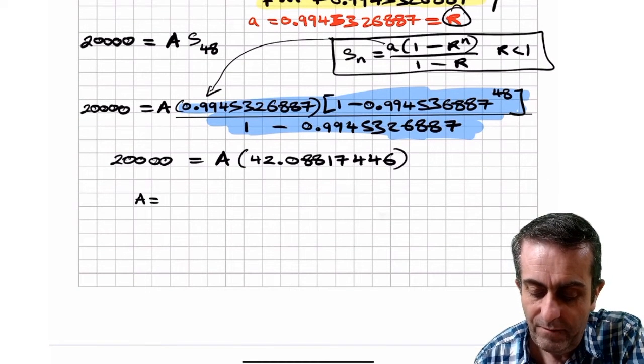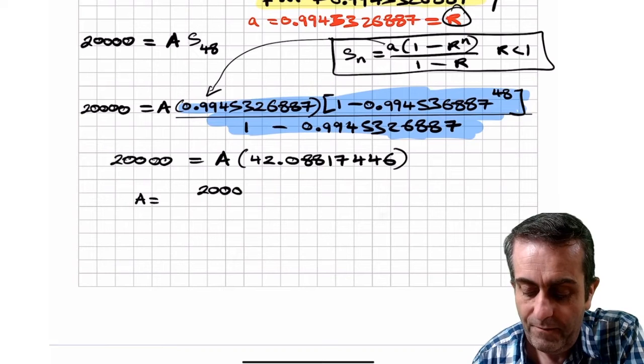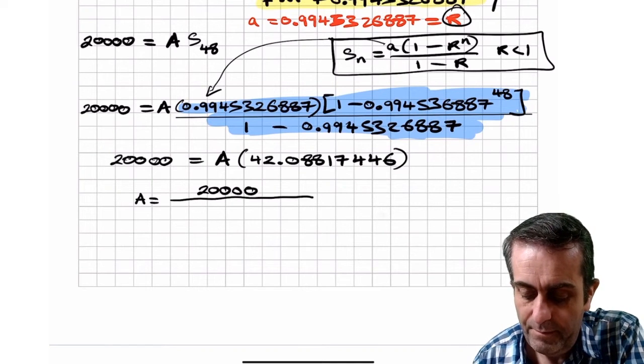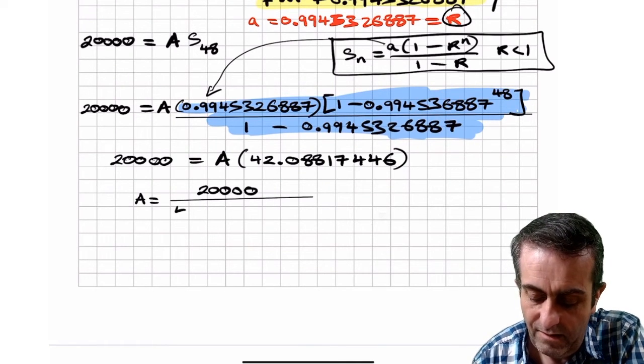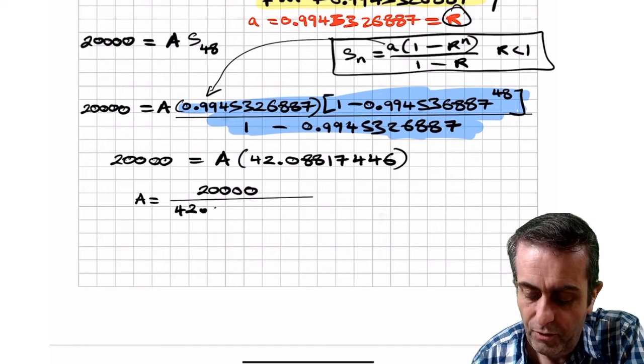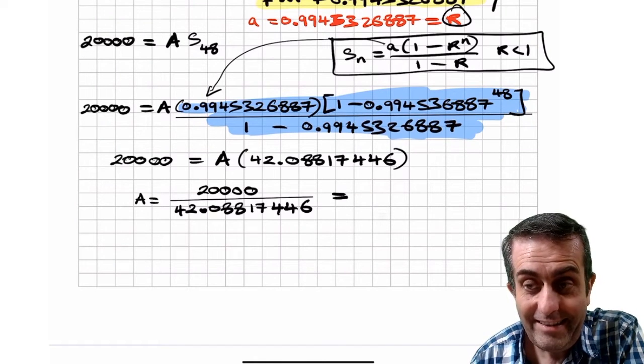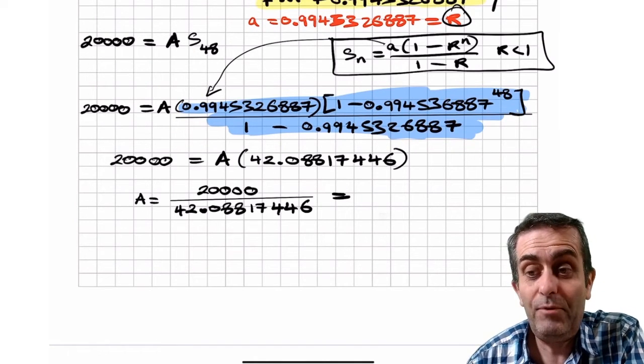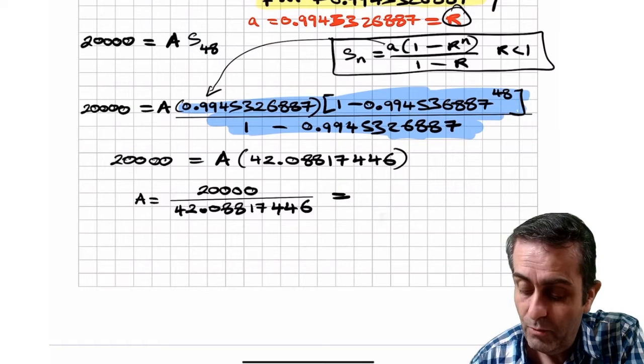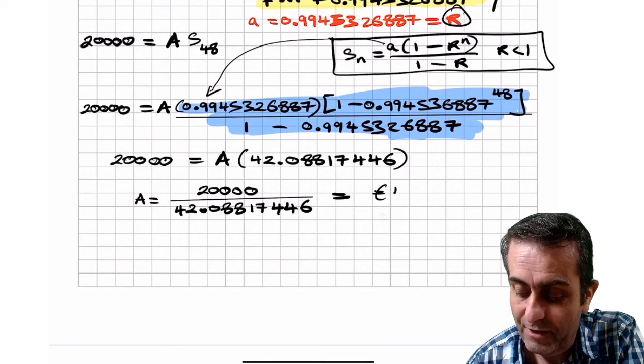So the monthly payments are equal to 20,000 divided by that long decimal number, 42.088174446. And clearly it gives the exact same number as we had before, which is €475.19.